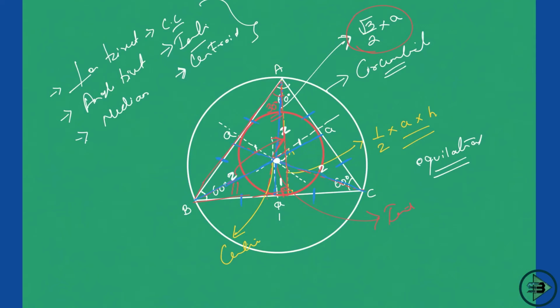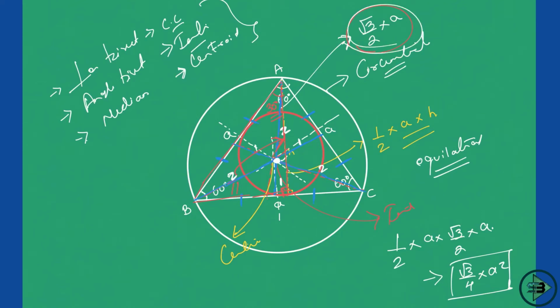So if you say this is height, so half into base will be what? A, into height will be what? Square root of 3 by 2 into A. Okay, so this becomes what? Square root of 3 by 4 into A square. That is the area of an equilateral triangle. So just memorize this, square root of 3 by 4 into A square. And you need to know what is the height as well. Square root of 3 by 2 into A.